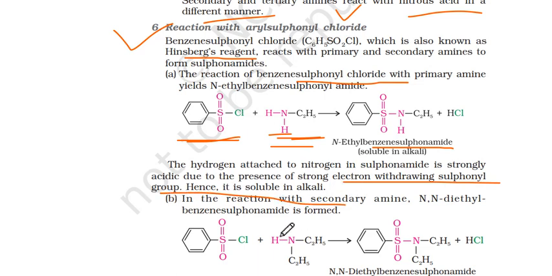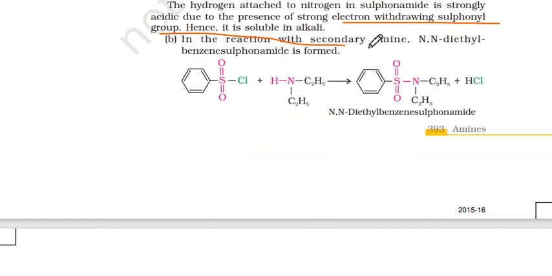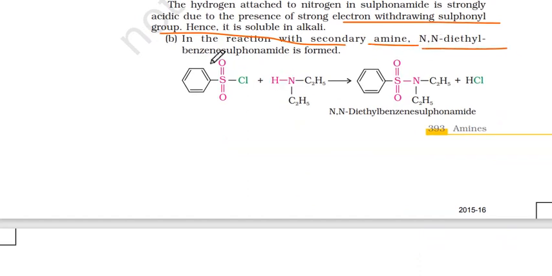This is a really strongly electron withdrawing group. Then, in the reaction with a secondary amine, N,N-diethylbenzene sulfonamide is formed. So if you take a 2-degree amine, a secondary amine, you will get diethyl substitution over here. So in presence of a hydrogen again, you will have the R group which was here in the amine.